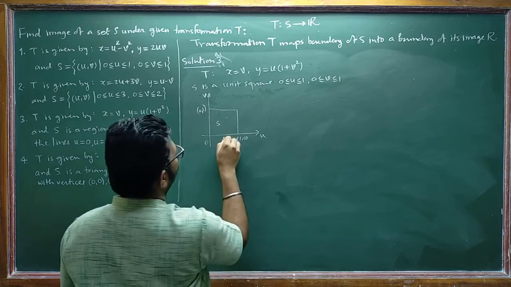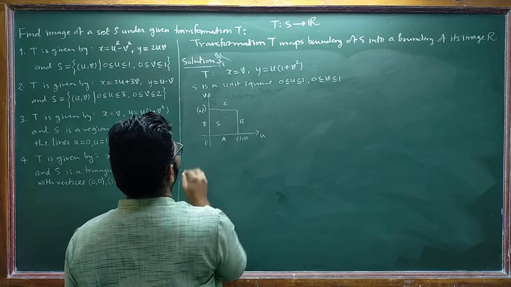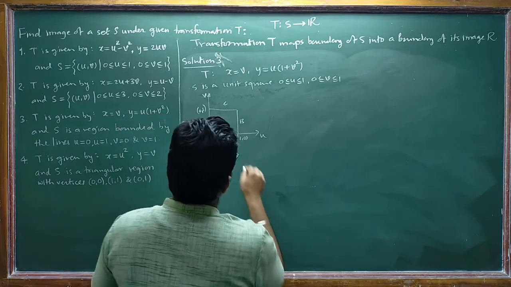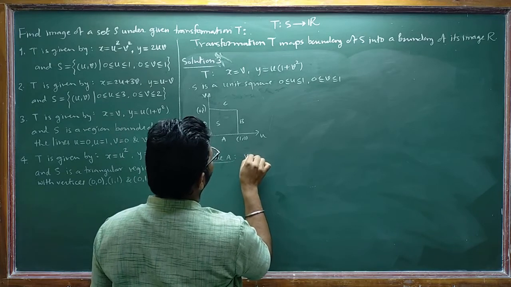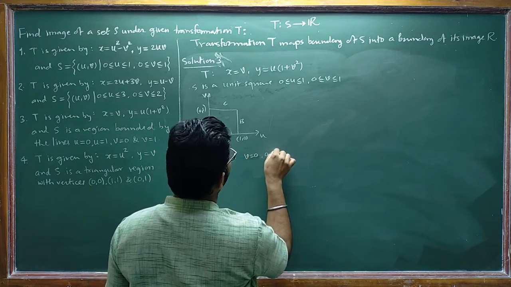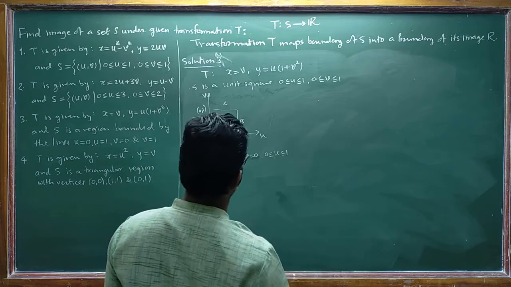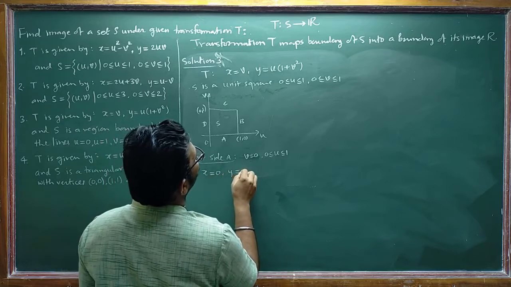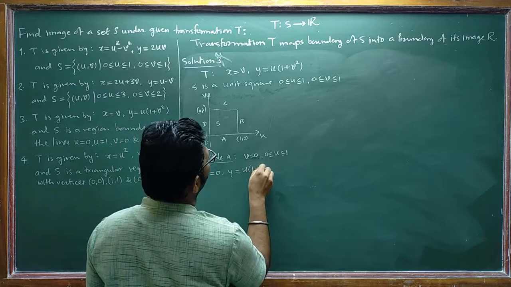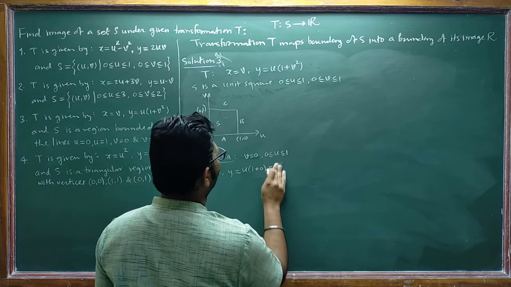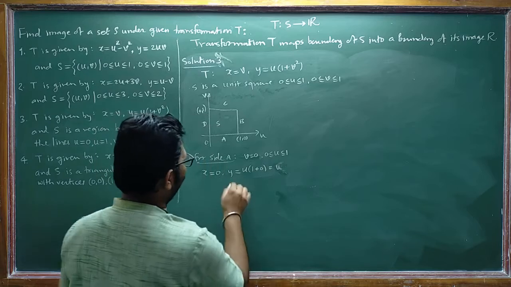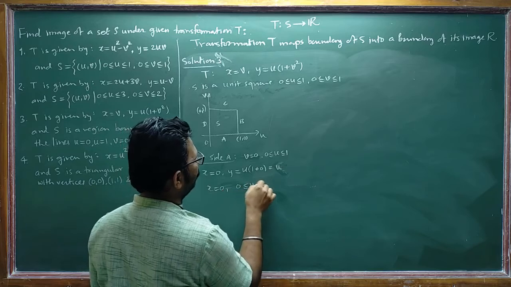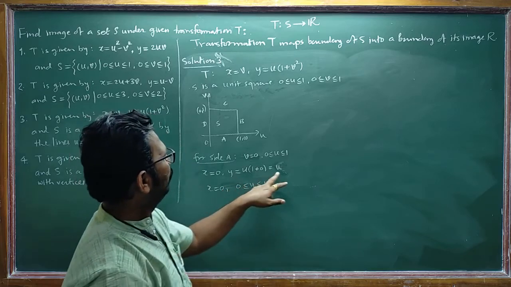Okay. So let me call it as sides A, B, C, D. So for side B, what happens? What is it? It is V equal to 0, U varies from 0 to 1. Okay. So x is 0, y is U times 1 plus 0. So it is U. So x is 0. And y varies from 0 to 1. Well, I have eliminated U.